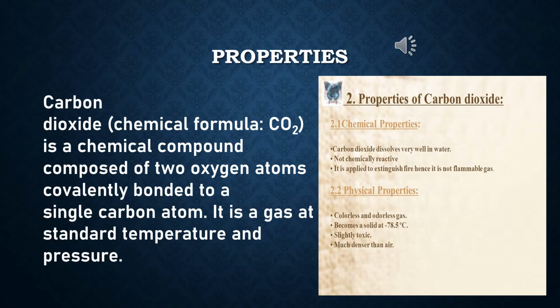Properties of carbon dioxide. Carbon dioxide, chemical formula CO2, is a chemical compound composed of two oxygen atoms covalently bonded to a single carbon atom. Covalently bonded means sharing of electrons happens between the two oxygen atoms and the carbon atom. It is a gas at standard temperature and pressure, or STP. Now see the diagram please.